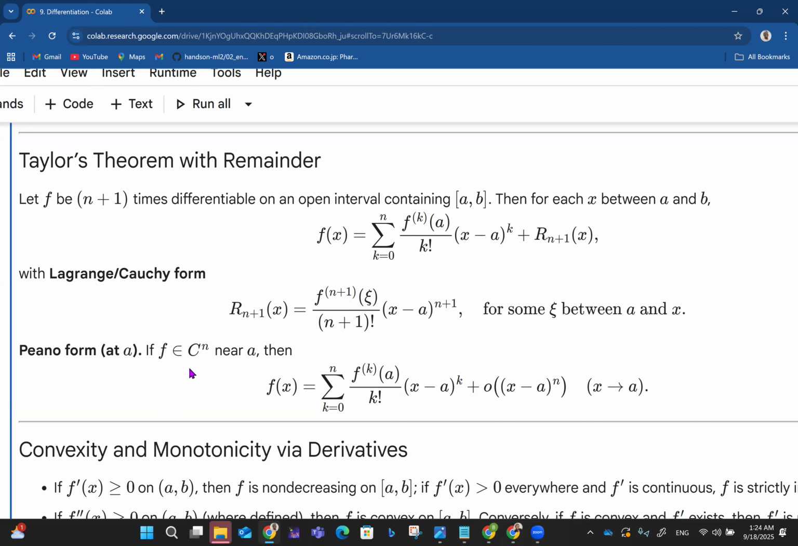If f belongs to C^n near a, then we can say that f(x) is equal to the summation from k equals 0 to n of the kth derivative of f evaluated at a, divided by k factorial, times (x minus a) raised to k, plus the error term o((x minus a)^n) as x approaches a. That's Taylor's theorem with remainder.